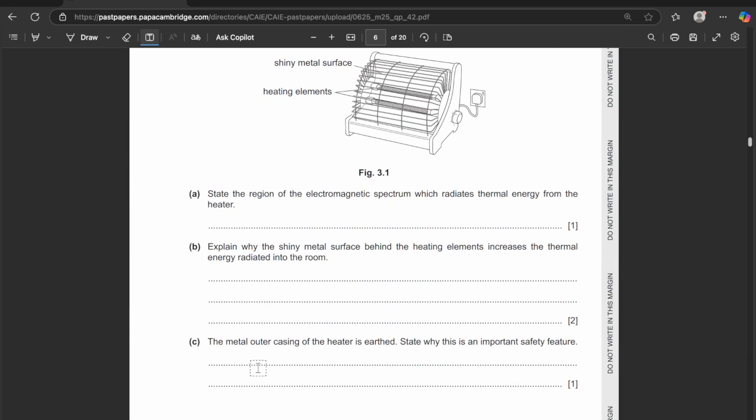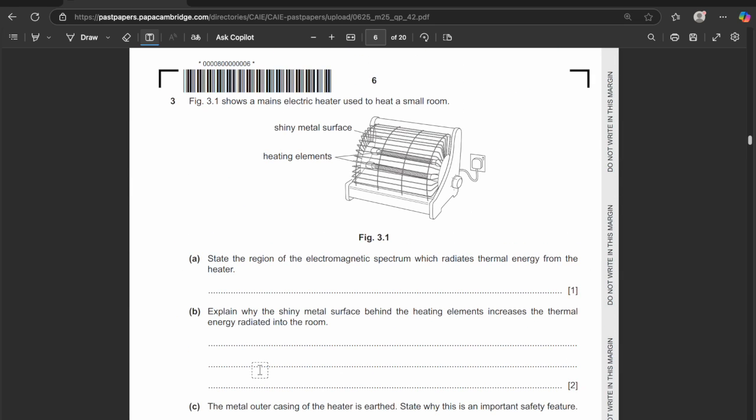Okay, so figure 3.1 shows a mains electric heater used to heat a small room. A, state the region of the electromagnetic spectrum which radiates thermal energy from the heater. It is infrared radiation. Most hot objects, almost all objects, emit infrared radiation because of the heat.